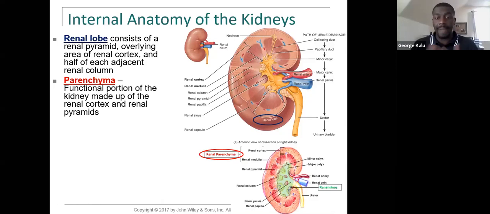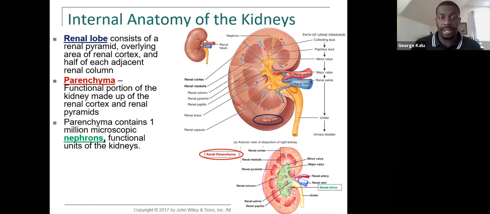Then we have the renal parenchyma. The parenchyma is just the functional portions of the kidneys. This is going to be where the filtration and the major actions of the kidneys are going to be taking place. And that's just the location.